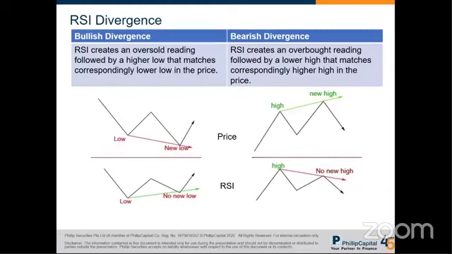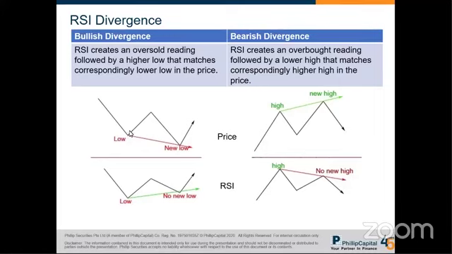So next thing is RSI divergence. There's a bullish divergence and a bearish divergence. A bullish divergence helps you identify the end of a downward trend, after which you will subsequently move upward. Bearish is the same kind of thing, the end of a bullish trend.